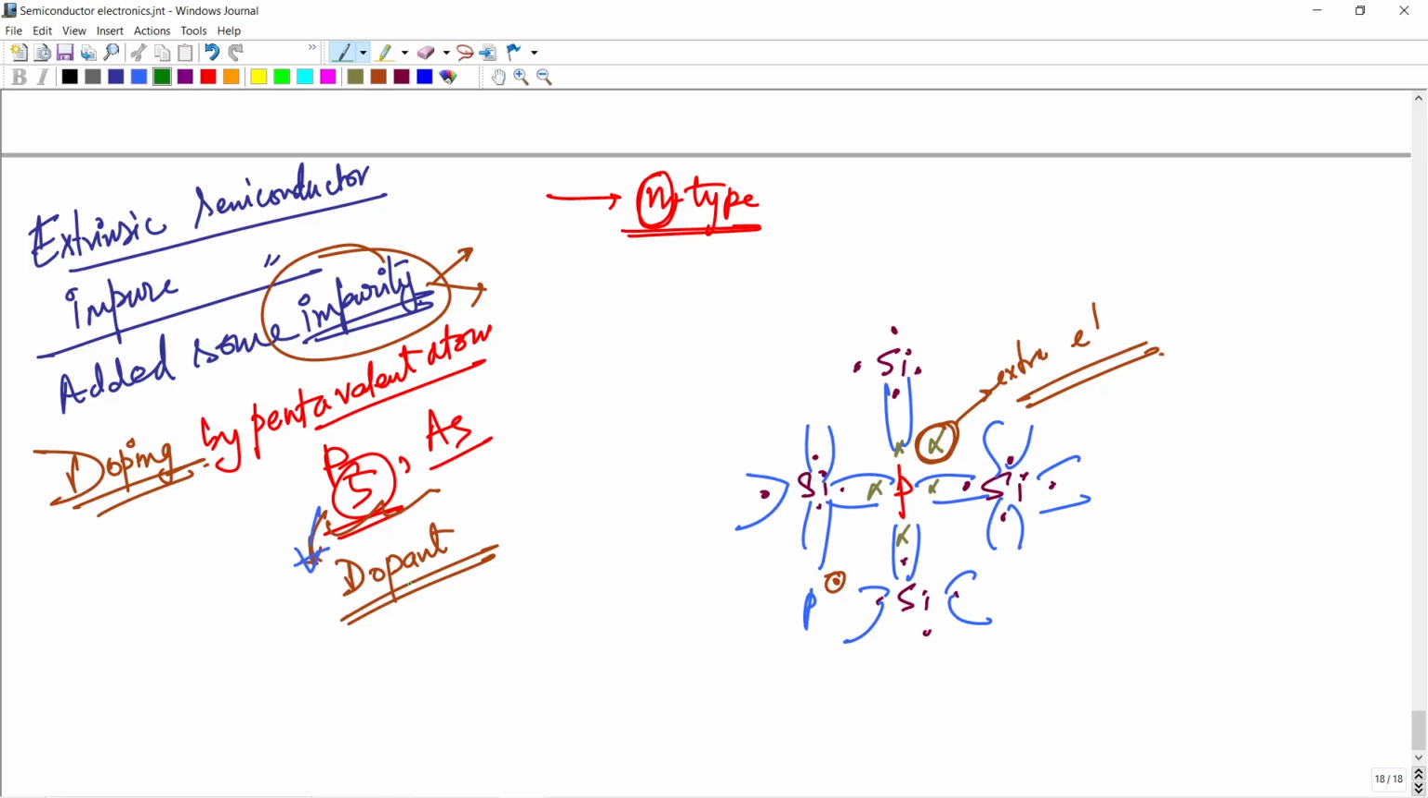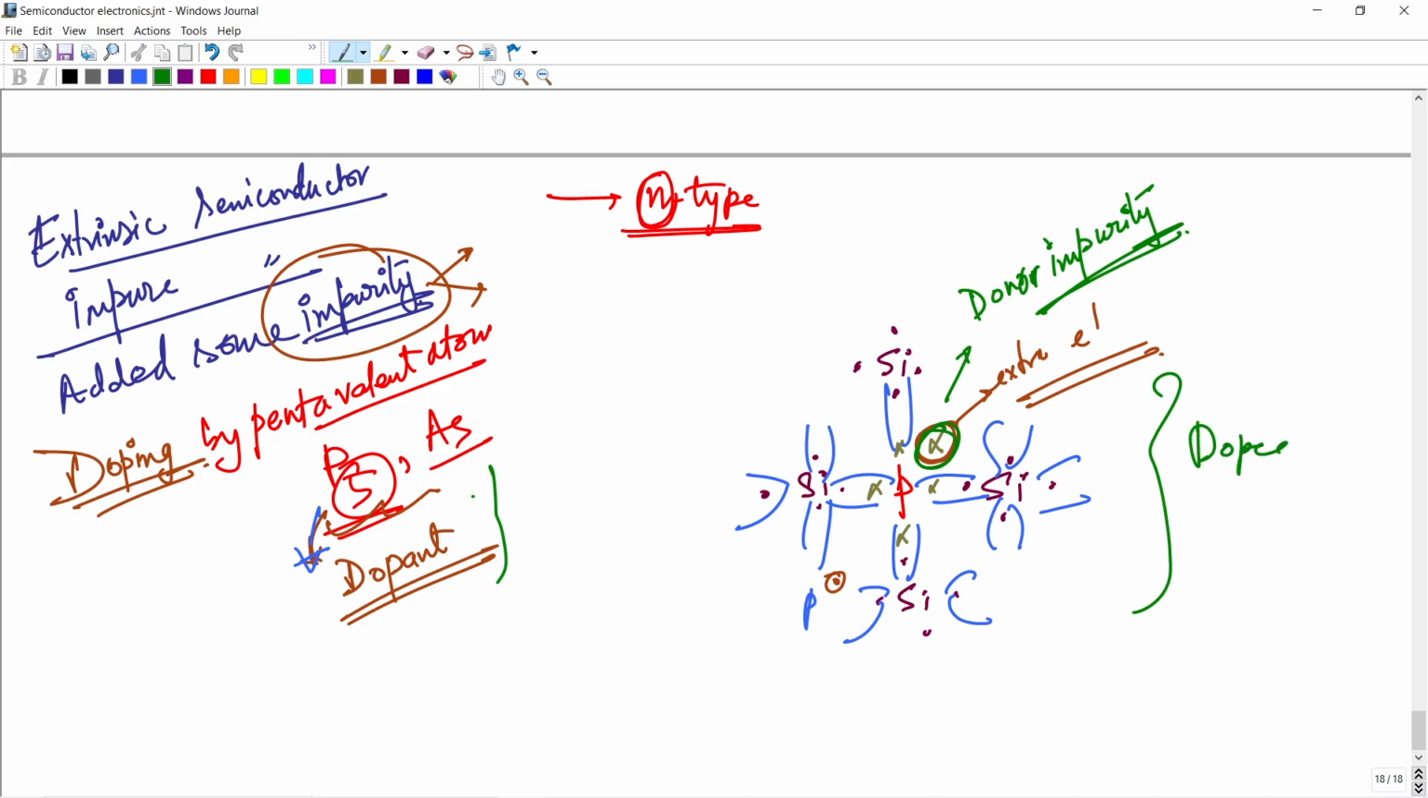Here it creates donor impurities. These are donor impurities. So this N-type semiconductor is made with donor impurities. Okay, finally we get a doped semiconductor.